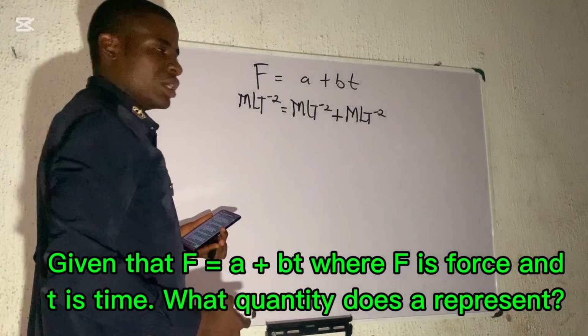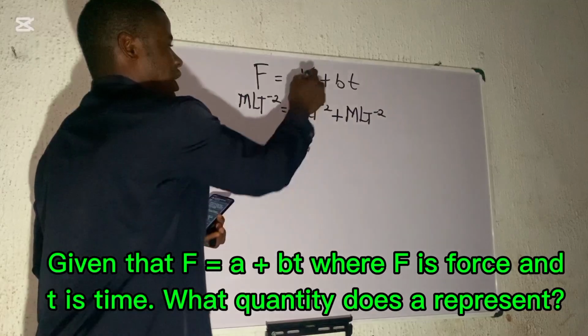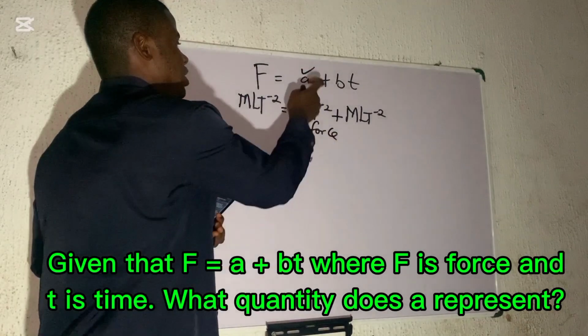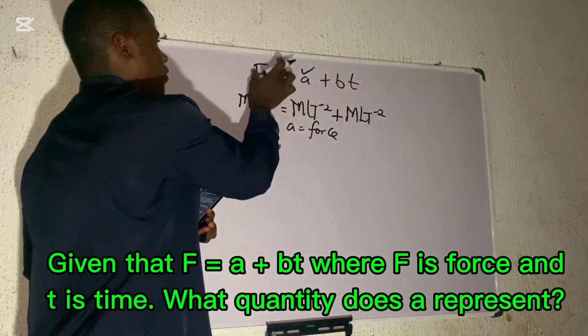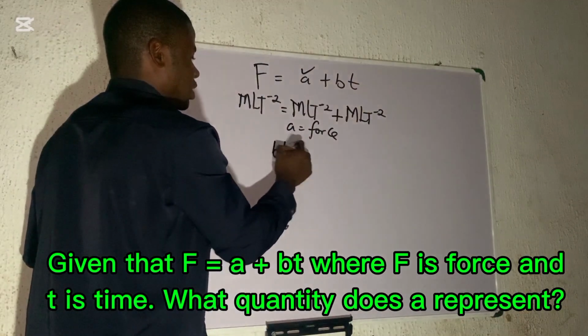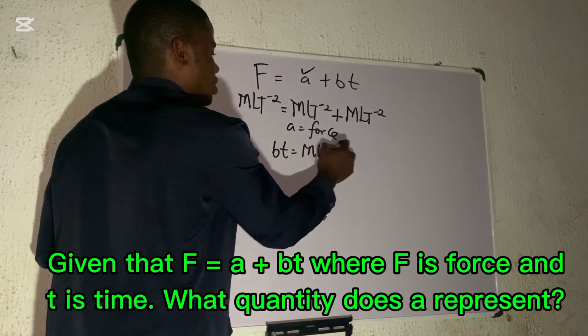Do you understand? So I've ascertained that A is what? Force. The quantity that A represents is force, and its dimension is MLT^-2. Force, F, its dimension is this. So BT now, we know that its dimension is still MLT^-2.